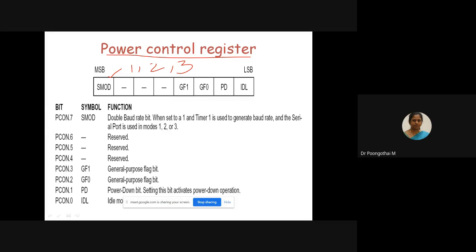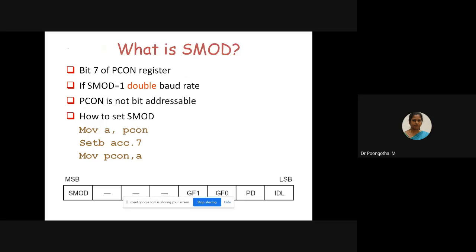Suppose your SMOD is 0, by program we use timer 1 for baud rate generation. It is the general default thing. SMOD 0 is the default operation, so your baud rate is generated by using the timer. If it is 1, your baud rate is doubled. So if SMOD is equal to 1, your baud rate is doubled, and this PCON register is not a bit addressable register.